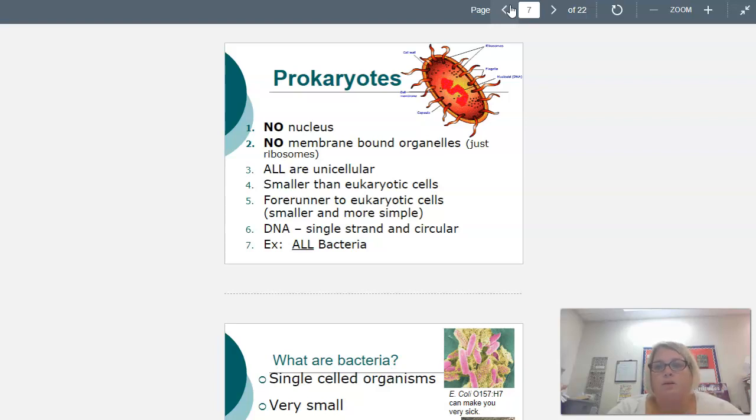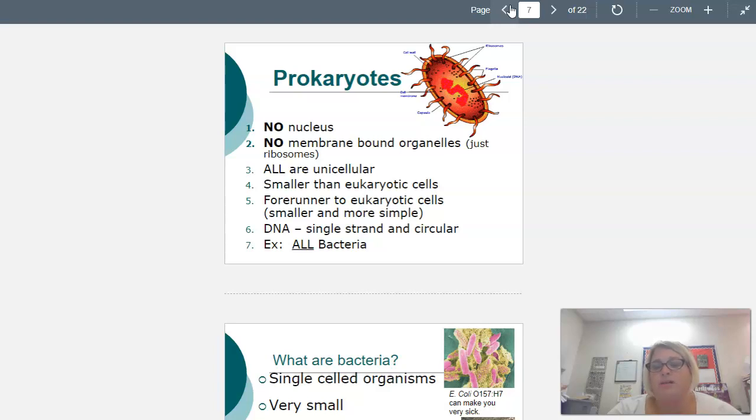So prokaryotes, this is where bacteria falls. Which means it has no nucleus, no membrane-bound organelles, it just has ribosomes. It's unicellular, which means it's one cell. It's smaller than eukaryotic cells, and it's believed to be the forerunner to eukaryotic cells.